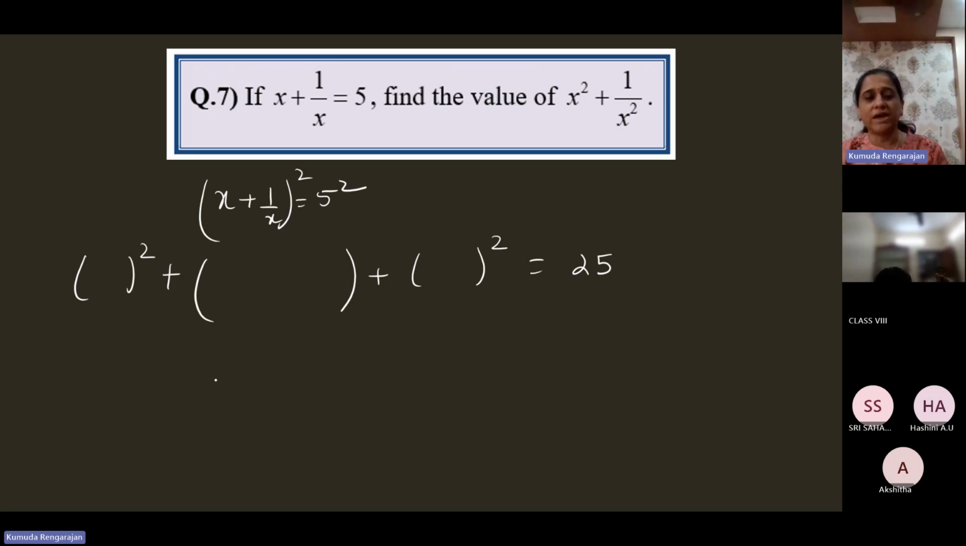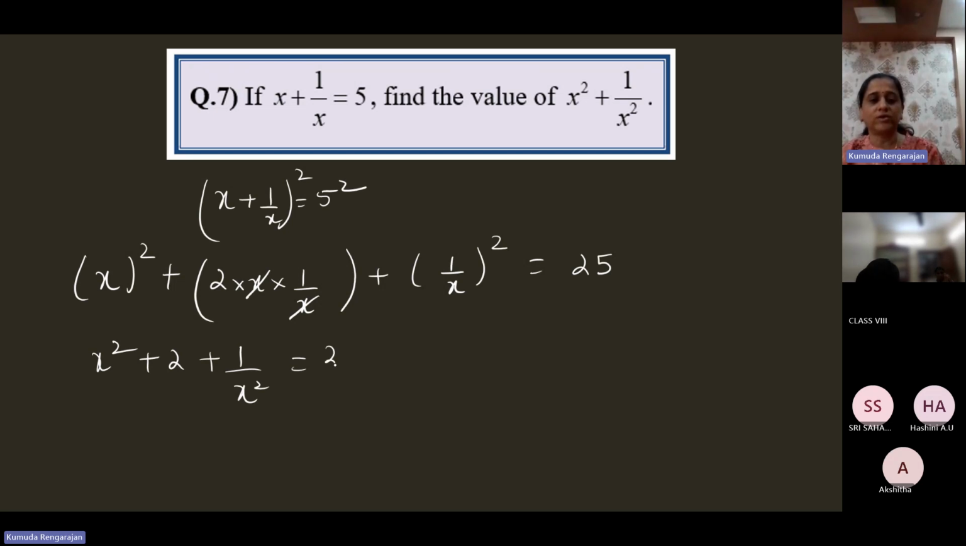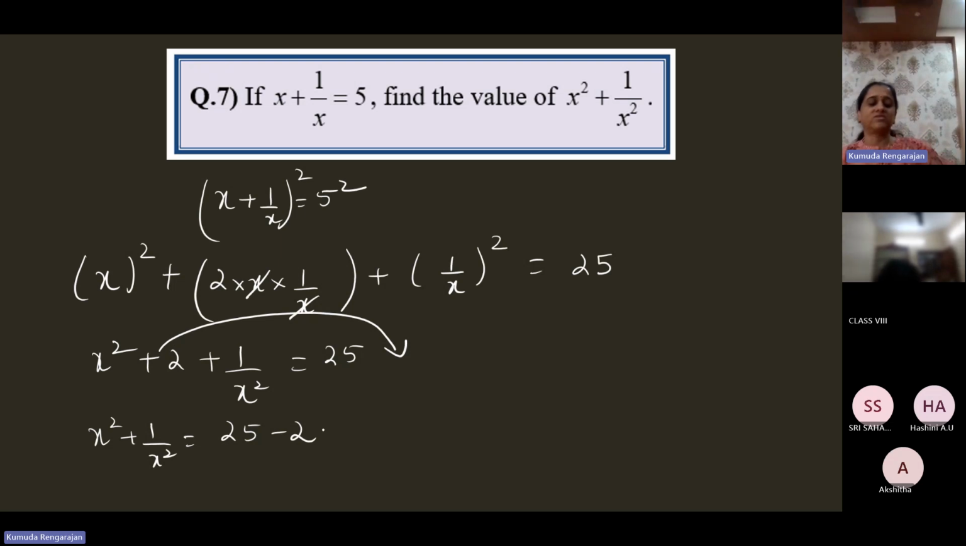On the left hand side, we have a plus b the whole squared, which is a squared plus 2 into a into b plus b squared equals 5 square, which is 25. So now fill in the spaces. x squared plus 2 into x into 1 by x plus 1 by x the whole square. So you get x squared. You can cancel out the x and x here. Plus 2 plus 1 by x squared is equal to 25. Transposing the 2, you have x squared plus 1 by x squared is equal to 25 minus 2. So the value of x squared plus 1 by x squared is equal to 23.